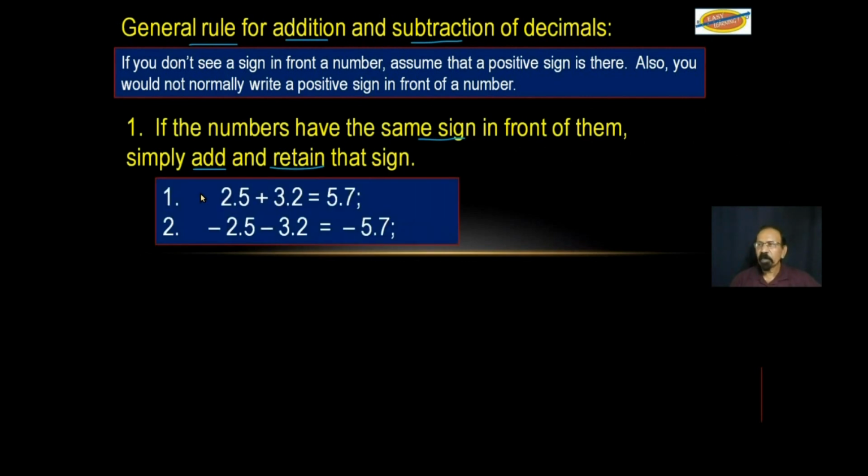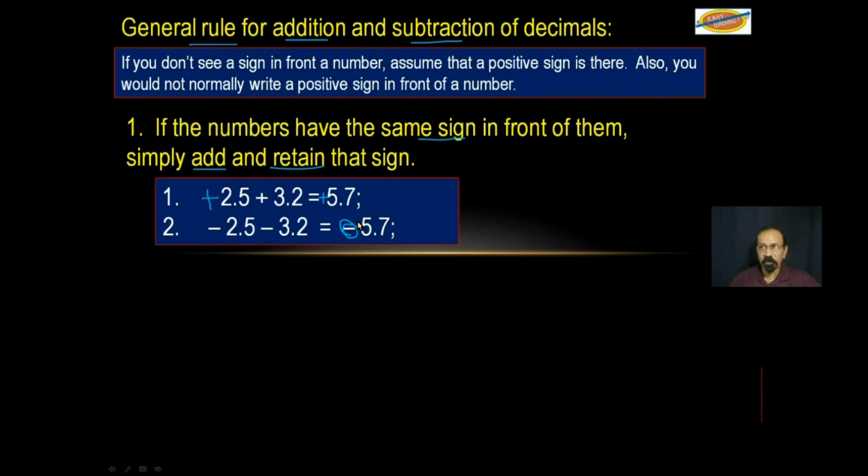For example, 2.5 plus 3.2. Now remember, there's a plus here, so those numbers have the same sign. You add them and you retain the plus sign. Of course, you don't write the plus sign. And if they have 2 negative signs, as you could see here, you add them and you retain the negative sign. You retain the sign.